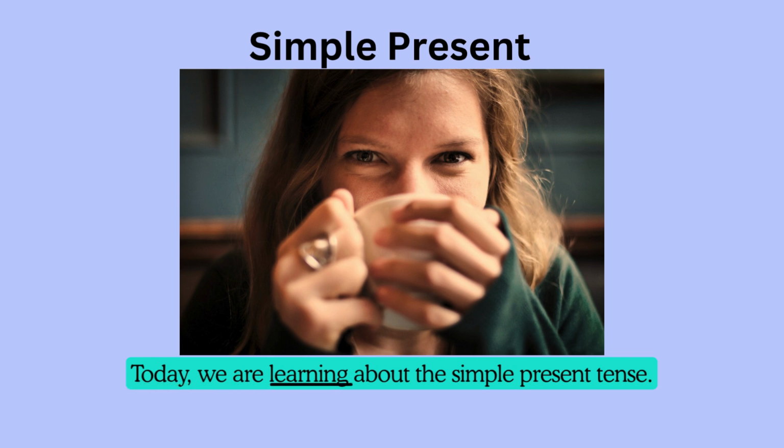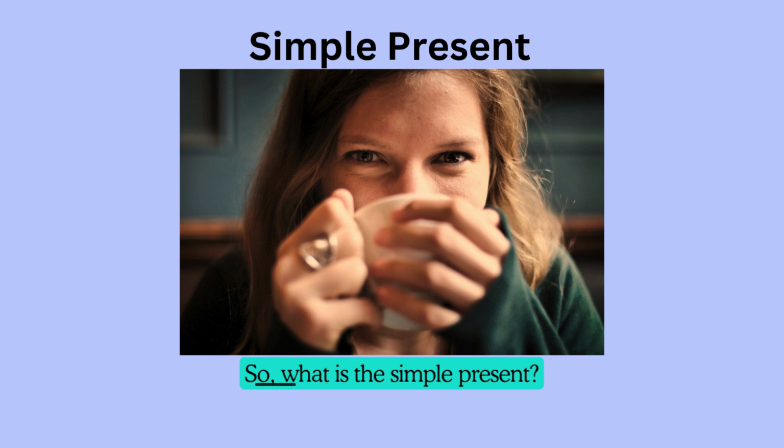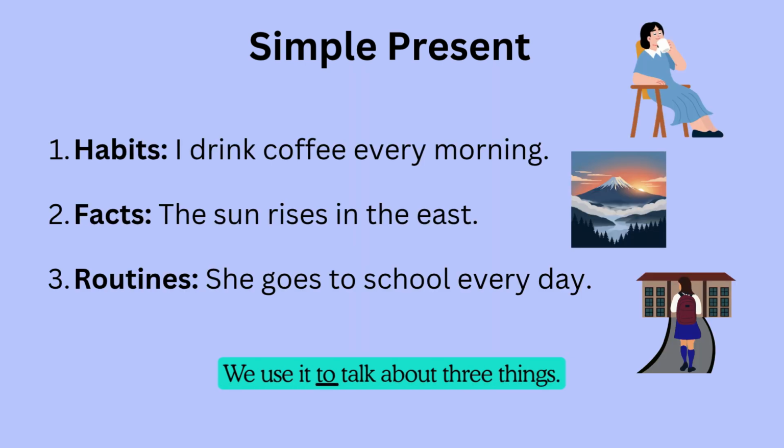Today, we are learning about the simple present tense. So, what is the simple present? We use it to talk about three things. Number one, habits, things we do regularly. For example, I drink coffee every morning.